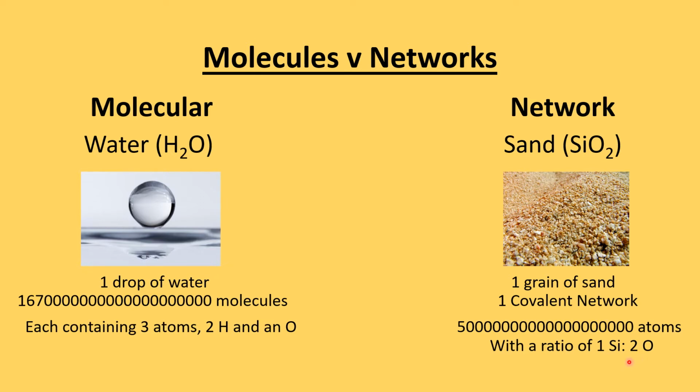So rather than having the house made up of thousands and thousands of bricks, like our molecules coming together in water, we have one giant house-sized brick, is the kind of analogy that I'll use, where we have one covalent network, one giant structure with all the atoms joined together to make one big structure, which is a grain of sand. So big, you can see it with the naked eye.